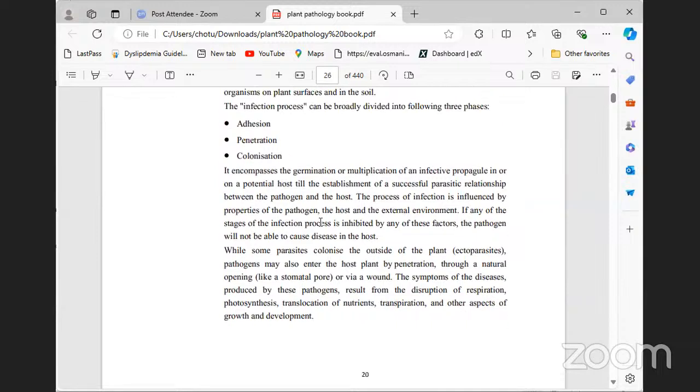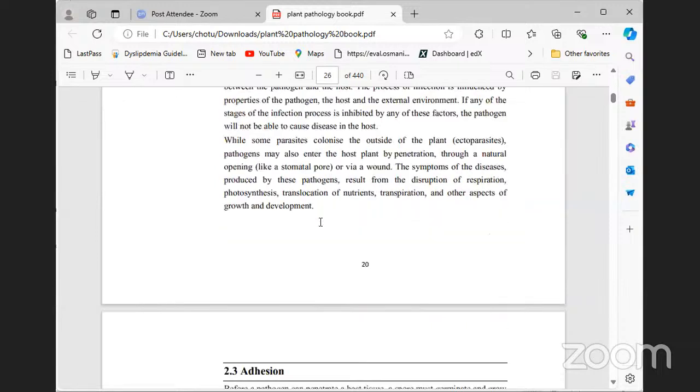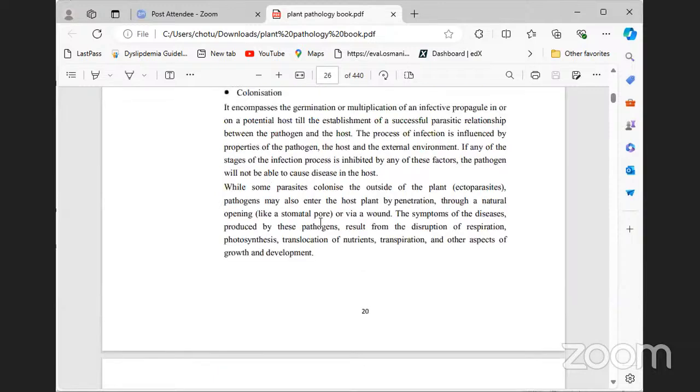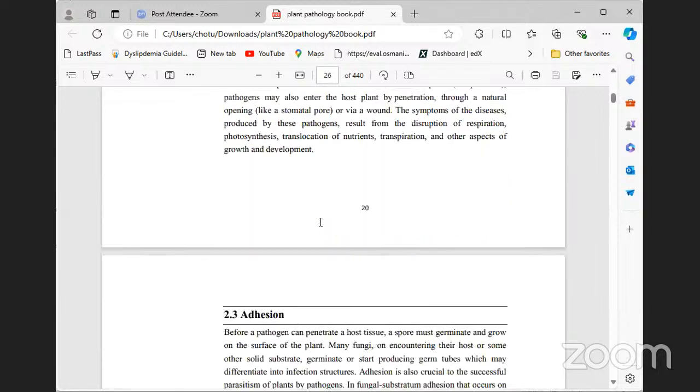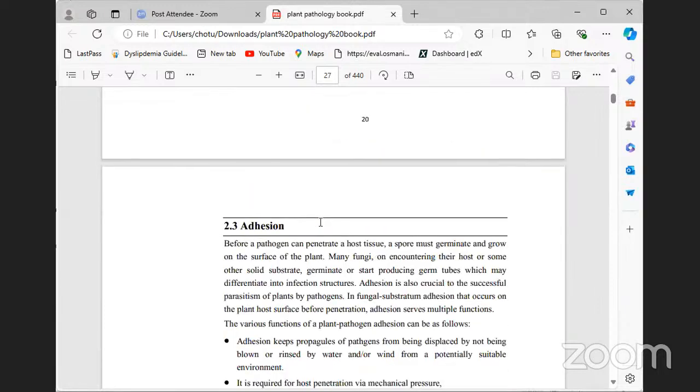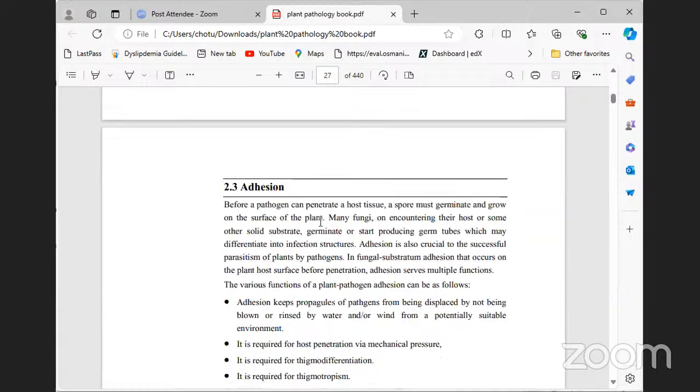The infection process has how many phases? Three phases. Adhesion, second is penetration, third is colonization. First, you can observe adhesion. Before a pathogen can penetrate a host tissue, a spore must germinate and grow on the surface of the plant.